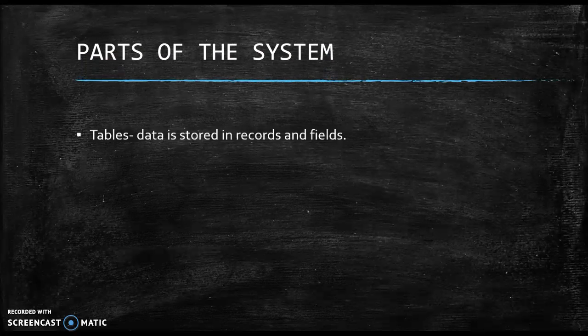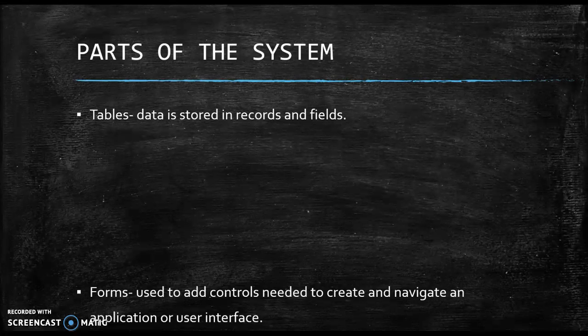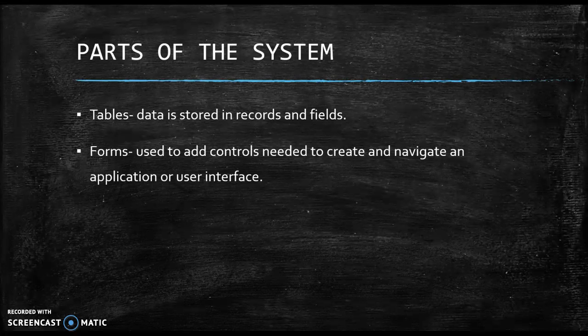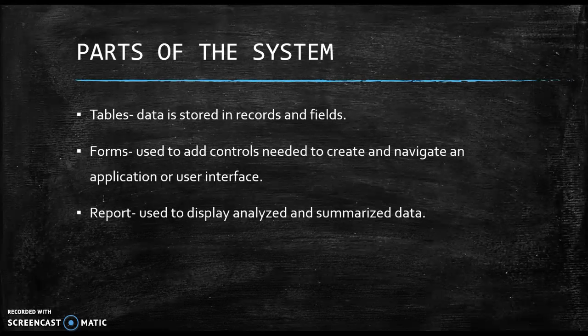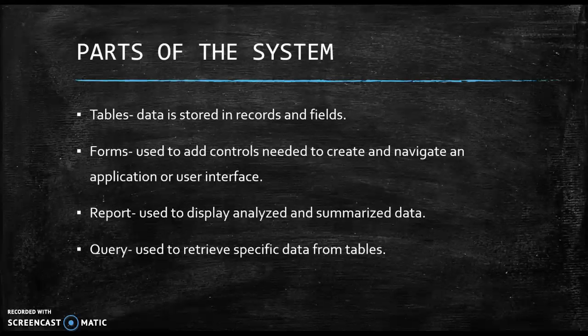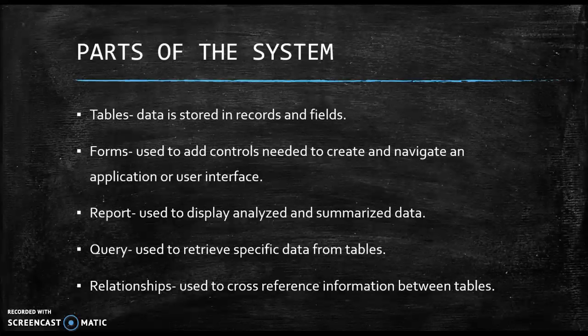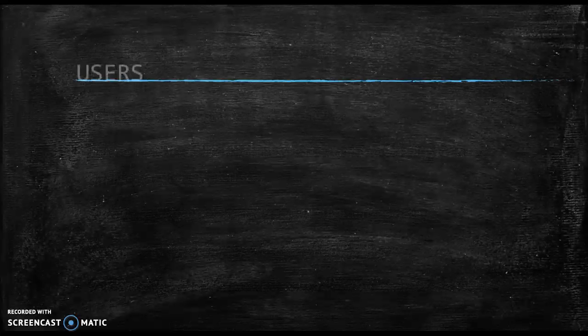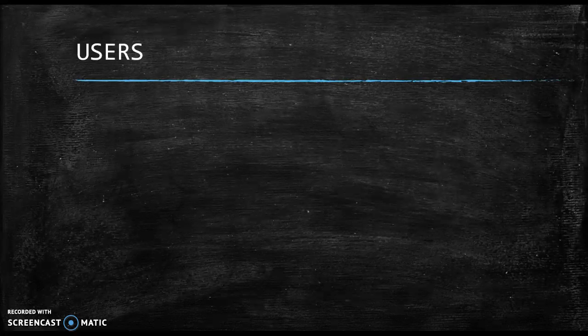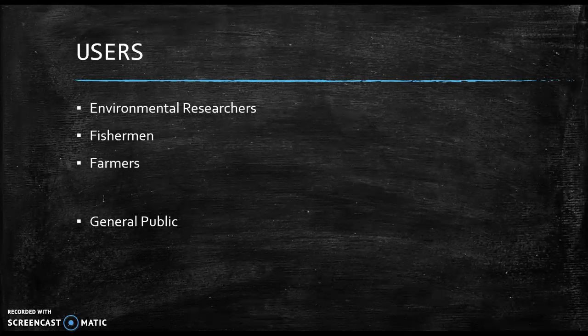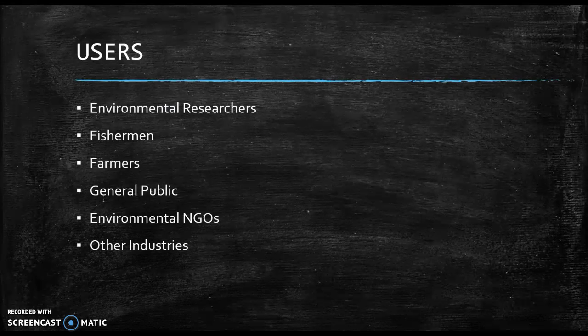Parts of the system include tables, where data is stored in records and fields, forms, used to add controls needed to create and navigate an application or user interface, reports, used to display, analyze, and summarize the data, query, used to retrieve specific data from tables, and relationships, which are used to cross-reference information between tables. Users of the interface are environmental researchers, fishermen, farmers, general public, environmental NGOs, and other industries.